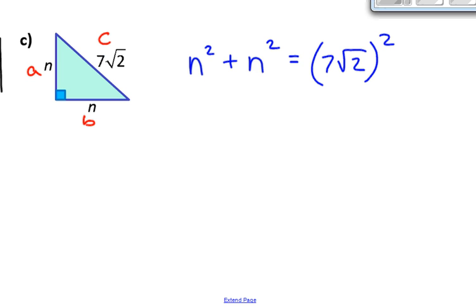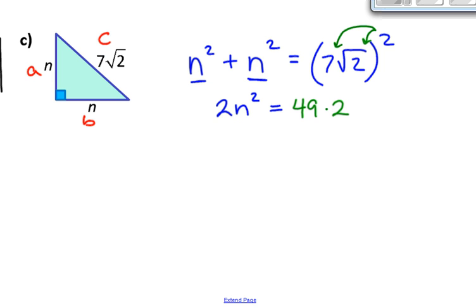n squared plus n squared, that's like terms. So I have one n squared plus another n squared, so that gives me 2n squared. The exponents do not change when you're adding. And the 7 root 2 squared, remember, think about this as the squared is distributing to both the 7 and the square root of 2. So 7 squared, you get 49. And then the square root of 2 squared just cancels out the square root, so you just get 2.